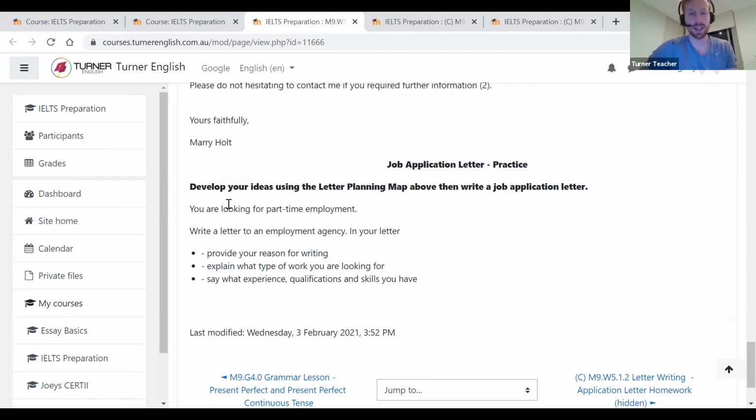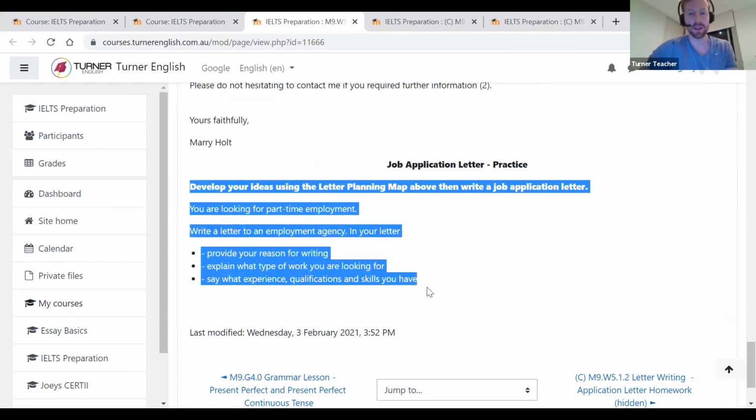All right, let's look at this activity down here. So let's ask Dizzy to read this activity. Develop your ideas using the letter planning map above, then write a job application letter. You are looking for part-time employment. Write a letter to an employment agent. In your letter, provide your reason for writing. Explain what type of work you are looking for. Say what experience, qualification, and skills you have.